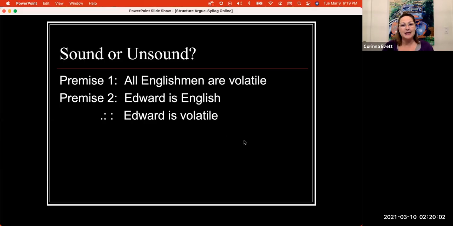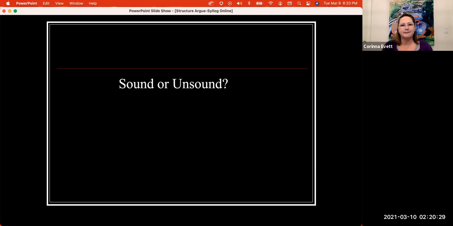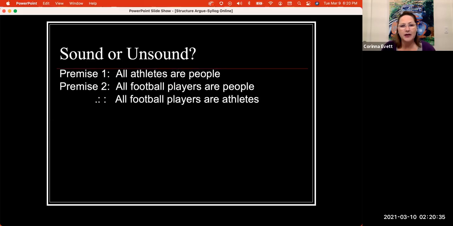The structure is valid, isn't it? And this is also an example of deductive reasoning. We couldn't get to any other conclusion than that conclusion from these premises. So we are following the rules of logic and strong reasoning, but because of that one premise being untrue, the entire argument is unsound. So let's do this one. I'm going to let you do this one in your head and consider where you are with this. But do you think this is sound or unsound?